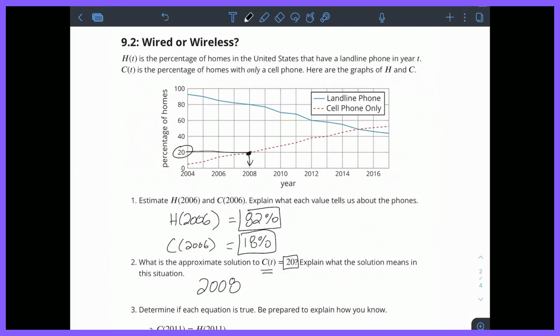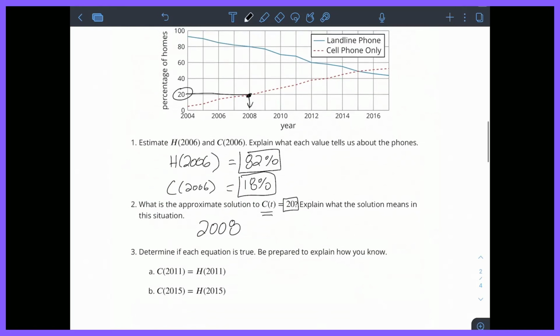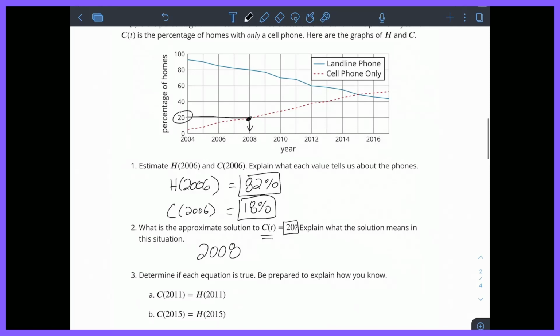Let's move on to the next question. And the last one in this set. Determine if each statement is true. Be prepared to explain how you know. Question number 1 in this, C of 2011 is equal to H of 2011. Let's go to 2011. So 2011 takes place just shy after 2010, so it's like right here, 2011. The question is, are these graphs equal at 2011? No way, Jose. The red's down here, the blue's up there. They are not equal. This is false.